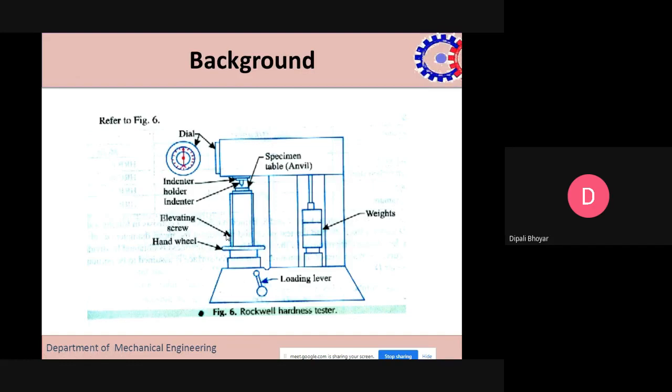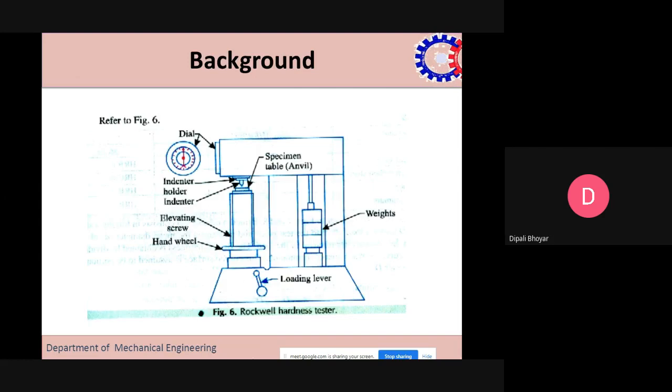So here we use HRB and HRC. HRB means hardness testing using Rockwell with a B scale. HRC means hardness testing using Rockwell with a C scale. Generally we use the B scale as the hardness testing measurement.